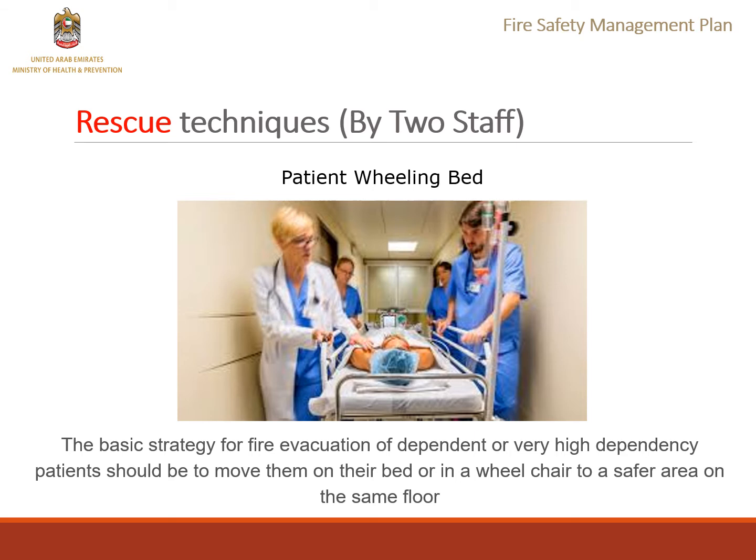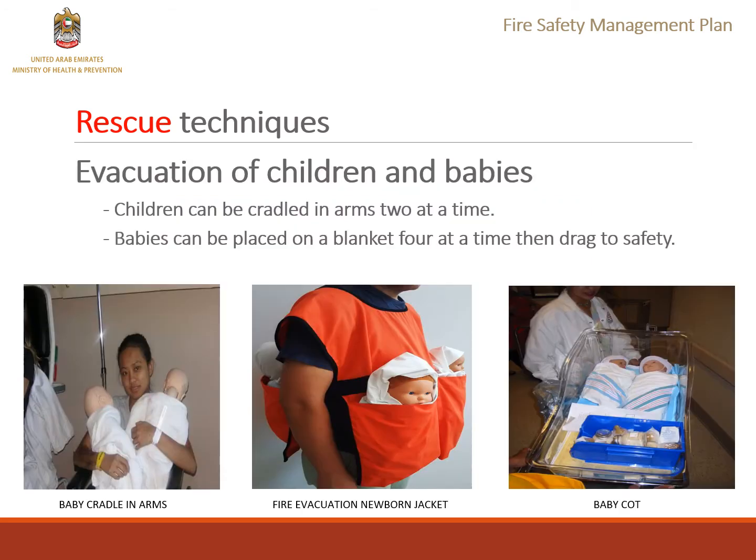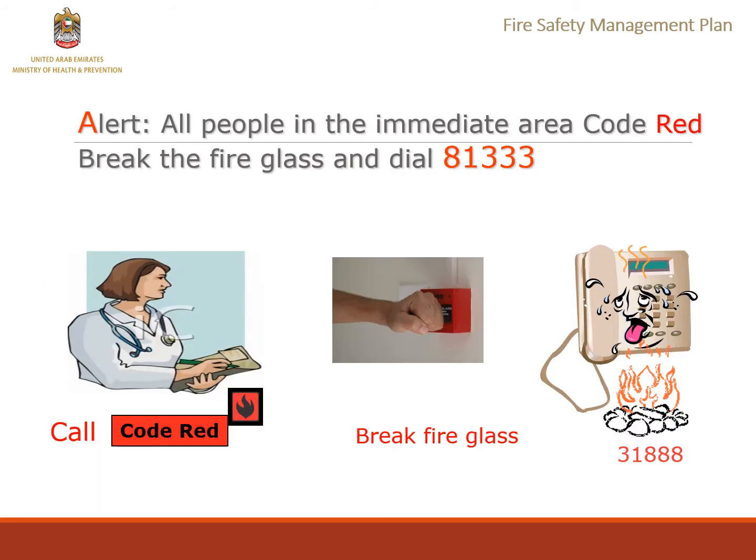If the patient is bedridden or can't be safely transported to the assembly point, you need to shift the patient horizontally to the nearest fire compartment or fire zone. I'll give you more information about the fire compartment or fire zones as we go along. When it comes to carrying babies to the assembly point, you can use the baby cradle in arms, fire evacuation newborn jacket, and baby cot. So that was the end of the first step, rescue, and now we move to alert.